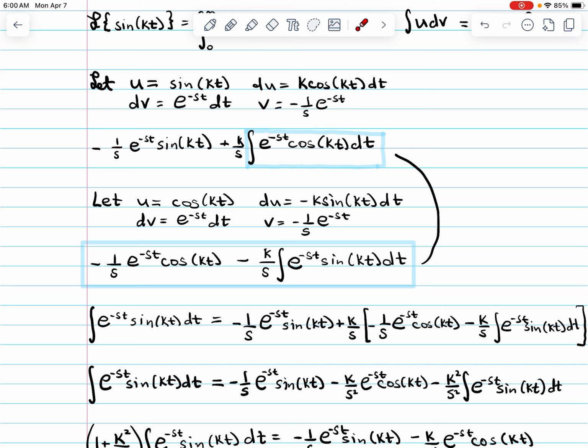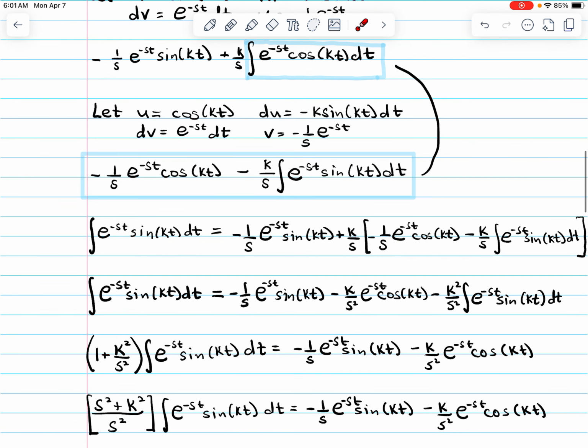Okay. So here's what I've got. I've got this integral, and that's this right here. And then k over s, I put in this new blue stuff here, this blue box. And then I go to work here with my algebra, clearing the parentheses. Okay, now I get this. Just clearing my parentheses.